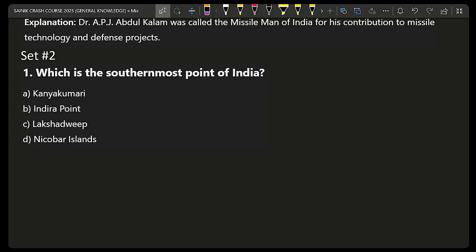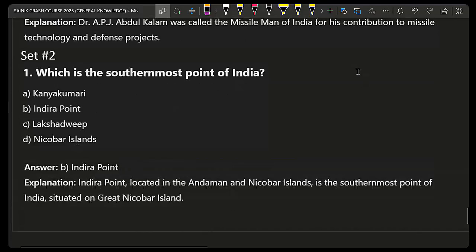Time up. Two students gave the wrong answer, that is Nicobar Islands, and 6 students voted for option C, Lakshadweep, wrong answer. 12 votes, the majority of the students gave the wrong answer, Kanyakumari. Kanyakumari is the wrong answer. Only 5 students gave the correct answer, that is Indira Point.